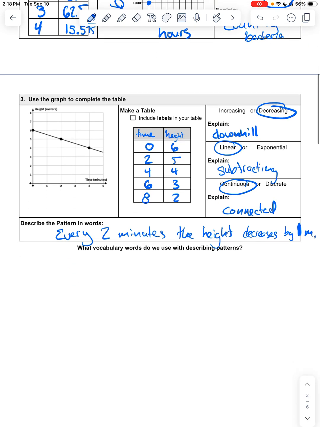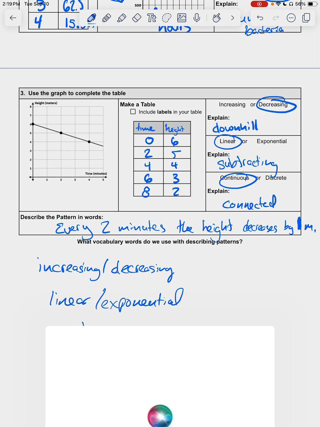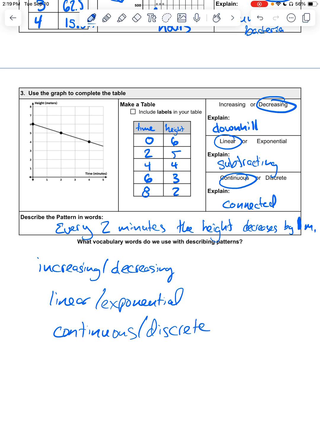And it says, what vocabulary words do we use when describing patterns? We use this idea of increasing or decreasing. We use linear and exponential. We use continuous. Sorry about that. Continuous and discrete. We use labels, among other things. We talk about uphill or downhill. We talk about adding and subtracting. We talk about connected, disconnected. But those are just examples of what's going on there. Okay.